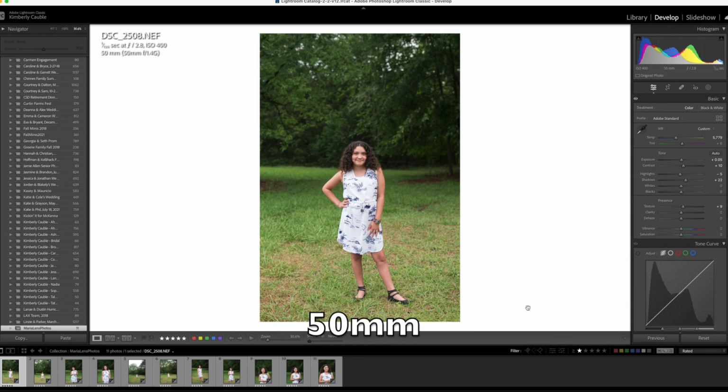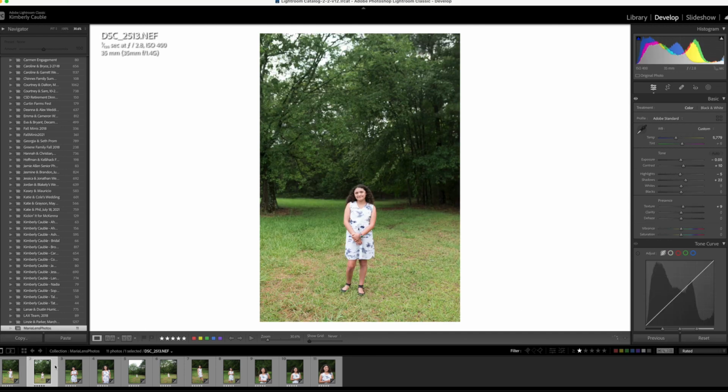I was standing a little distance from her, and this is literally what I saw out of my eyes, and then I looked in my viewfinder and it was pretty much the same thing. Then I changed my lens to 35 millimeter, and as you can see, it's a more wide shot. So you see more of the trees and the yard and less of Maria.